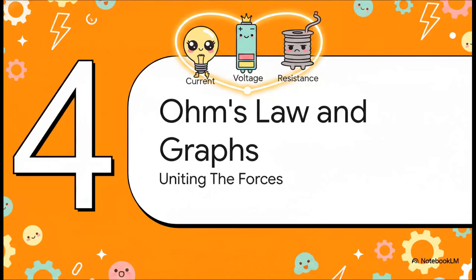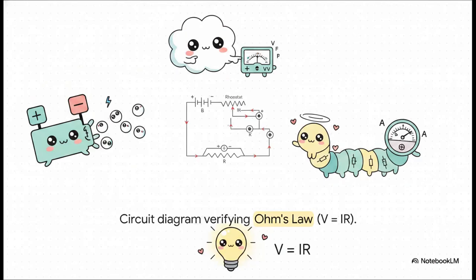All right, Section 4, Ohm's law and graphs. This is where we unite these forces. Ohm's law is the grand unifier. It tells us that the electric current is directly proportional to the potential difference across its ends, assuming the temperature stays the same. The famous formula, V equals I times R.